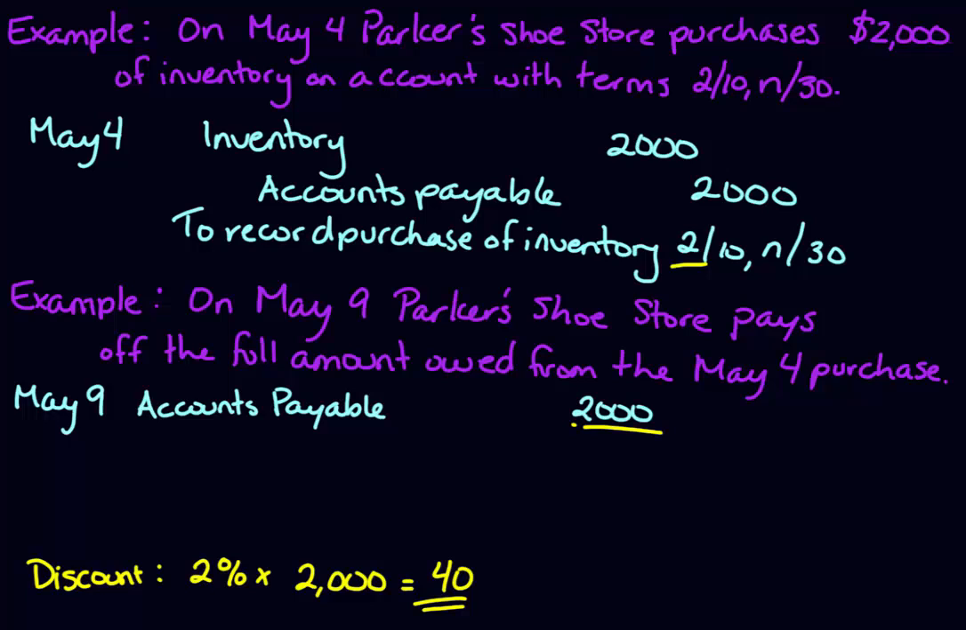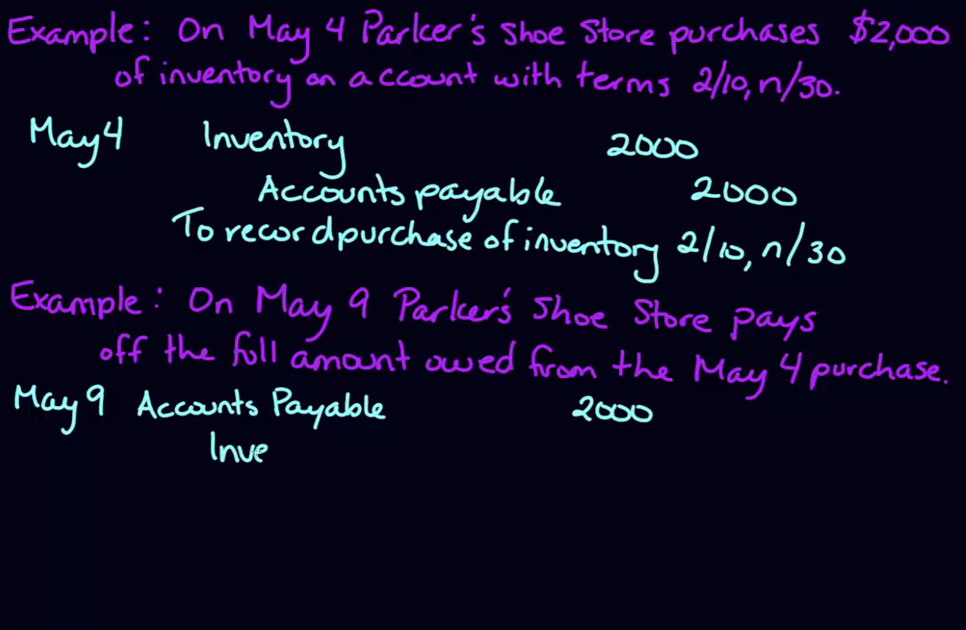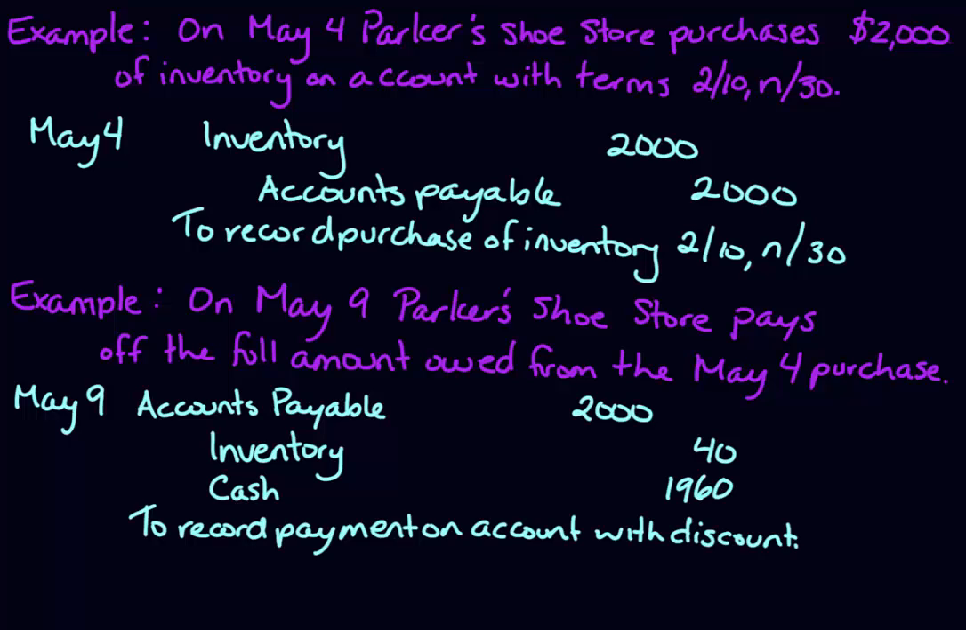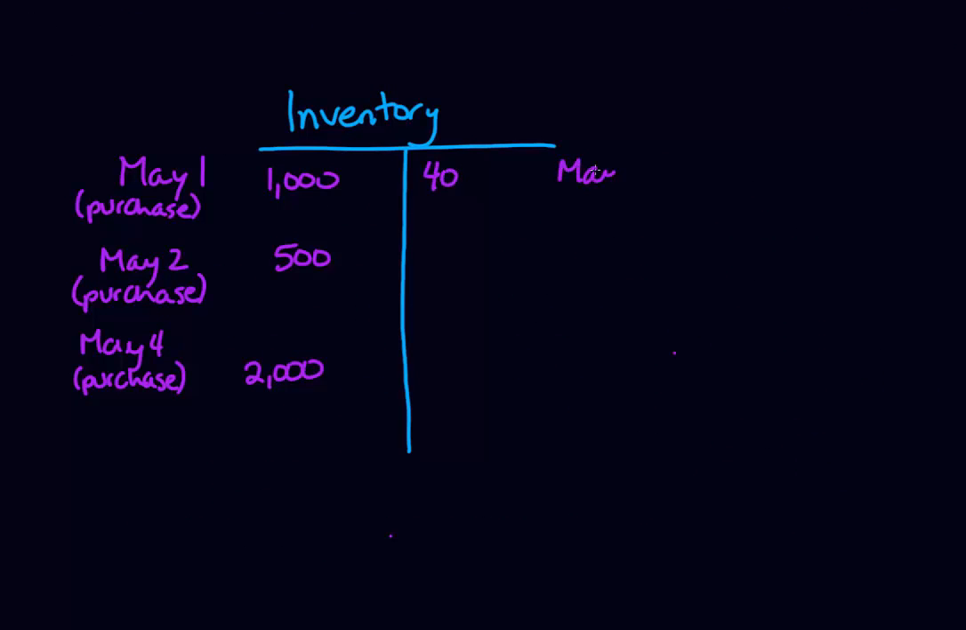And where this $40 goes under a perpetual system is we are always going to keep track of our inventory account. And anything that adds or reduces the cost of purchasing that inventory is going to go into that inventory account. So our discount is going to reduce the cost of our inventory. In order to reduce the cost of our inventory, we are going to credit inventory for $40. And the difference, 2,000 minus 40, is going to be to cash. And this makes sense because you are paying 98% of the original purchase price because we're taking advantage of the 2% discount. And don't forget your description. And because we are doing something in our inventory account here, we're going to need to update our T account at the same time.